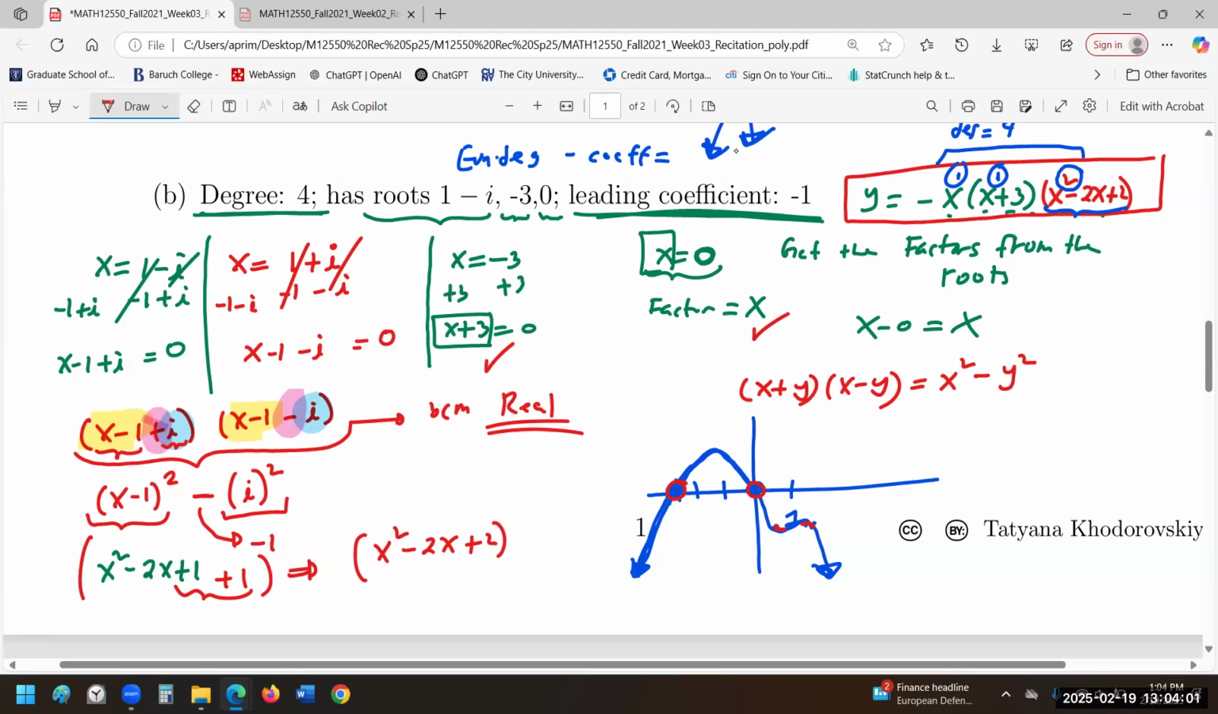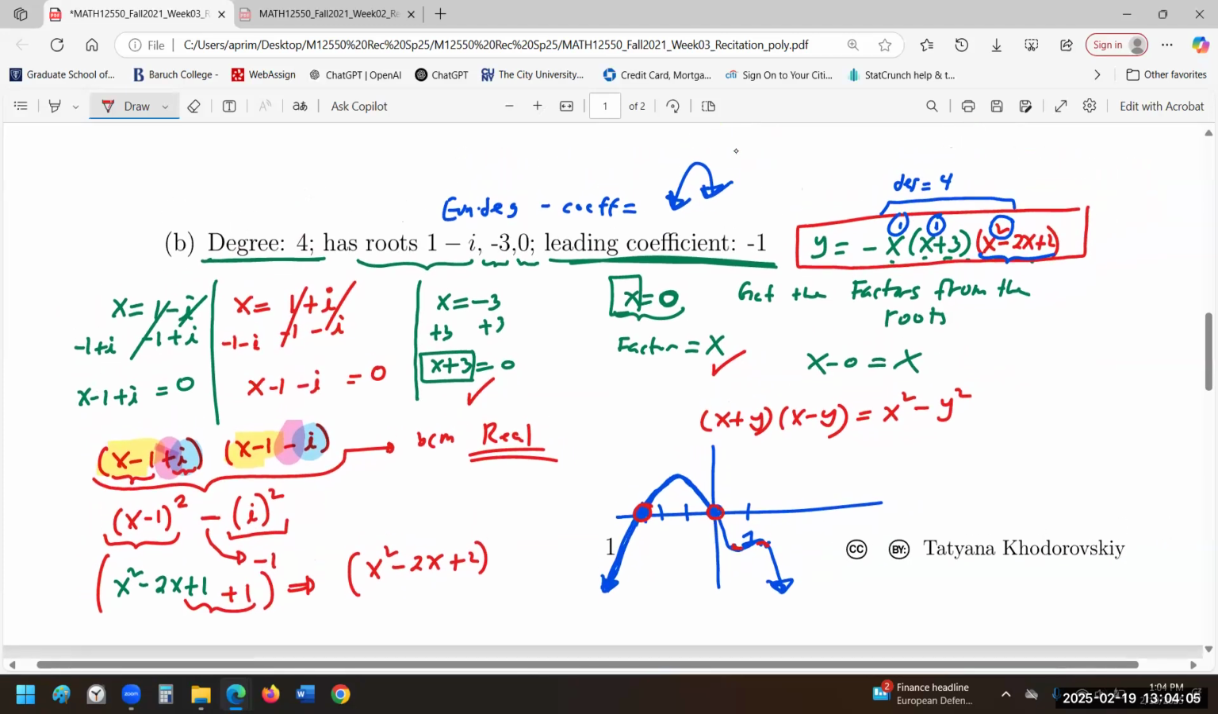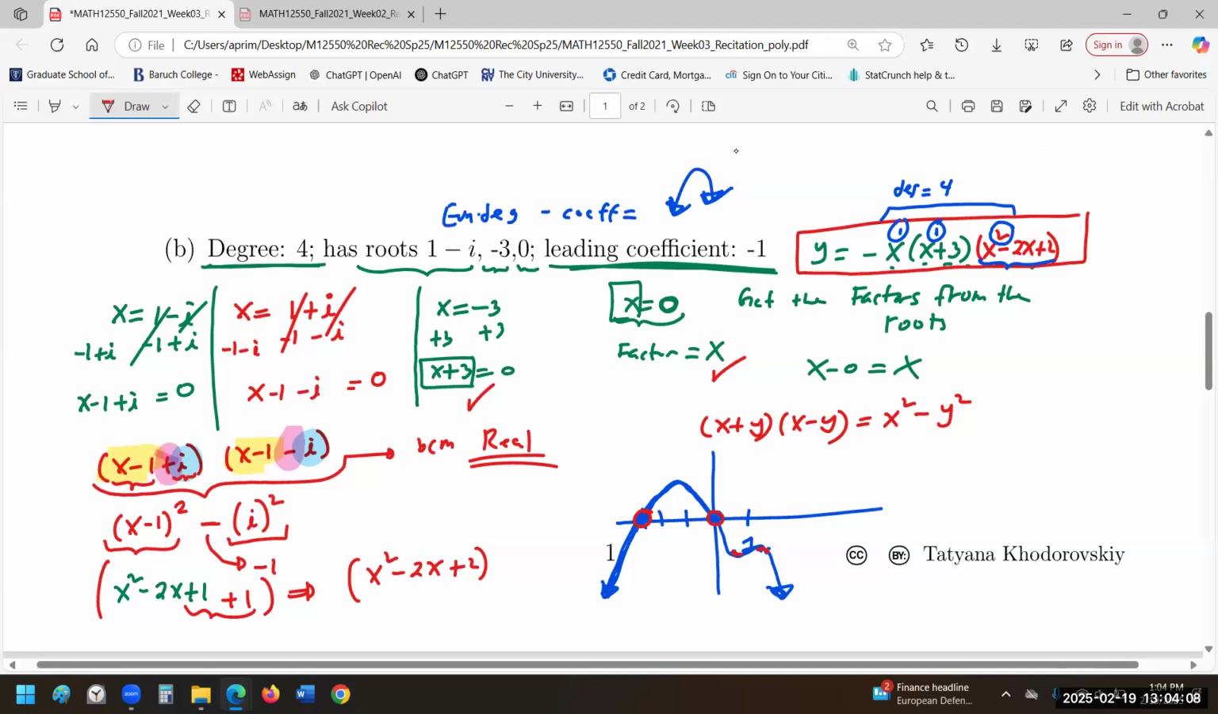Any question? Let me make it a little smaller so that you can see the entire screen. Was anything unclear, confusing? Any question? Could you explain how you got the equation for the polynomial?